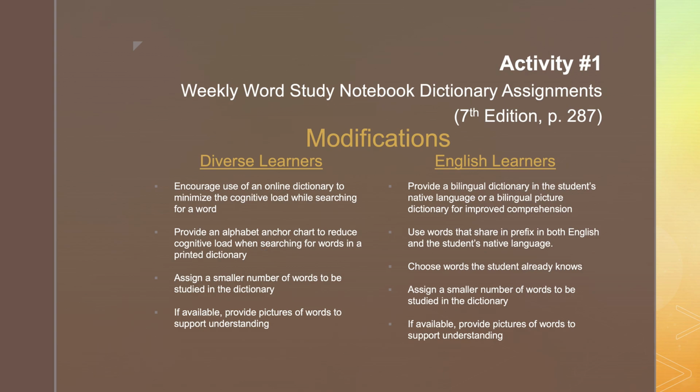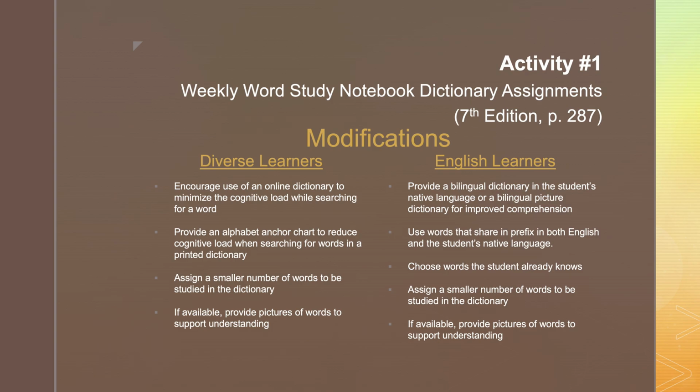All right, so the modifications that could be made to this to help diverse learners, a great one would be to encourage them to use an online dictionary. This is going to minimize the cognitive load for them instead of searching through a big book looking for one little word where they have to use a lot of alphabetic skills to do that. So using an online dictionary where they can type in one word is going to be a huge modification for diverse learners that's very helpful.